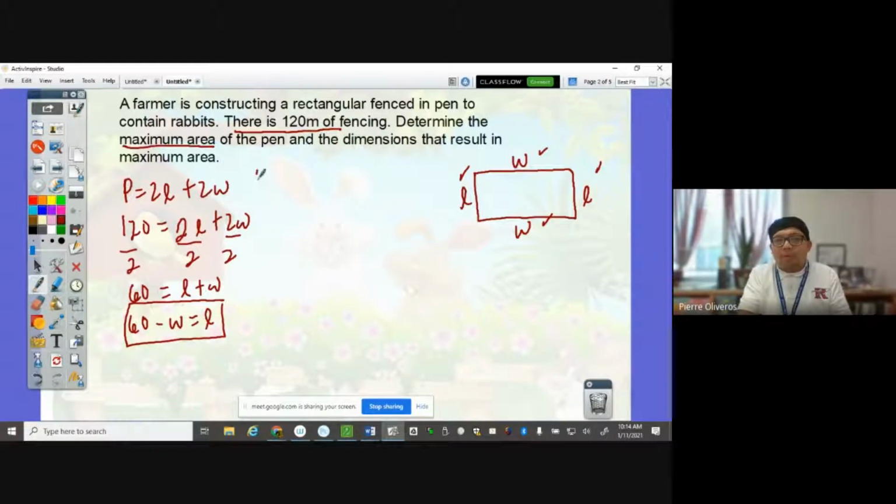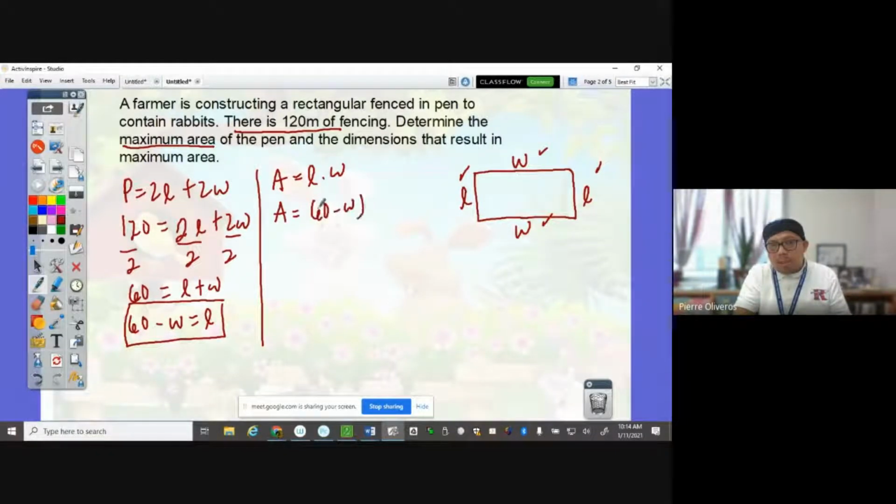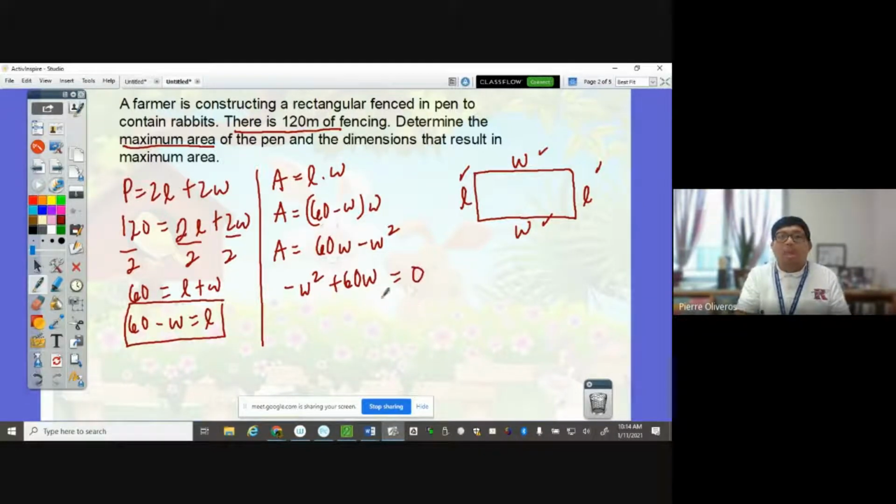We know we're finding the maximum area, and the area is length times width. We plug in the length, 60 minus W, and the width is still W. Distribute the W here. That gives us 60W minus W squared, or writing it in standard form, negative W squared plus 60W. Now, this is our equation.